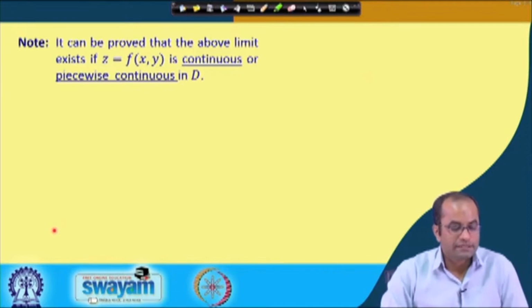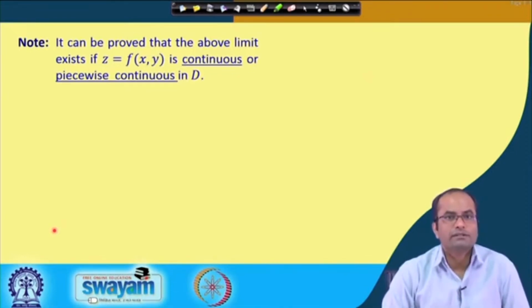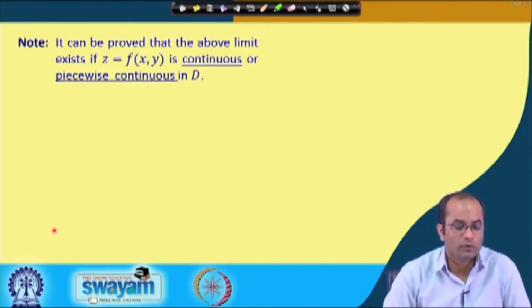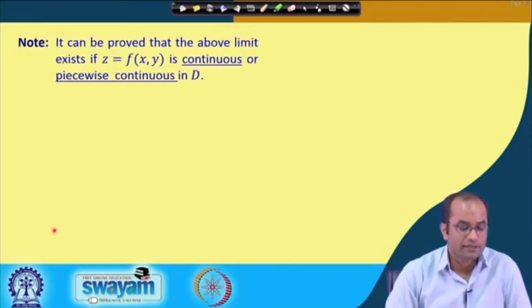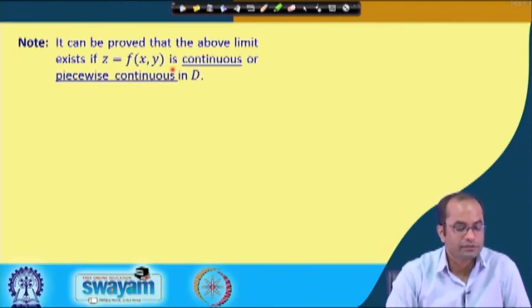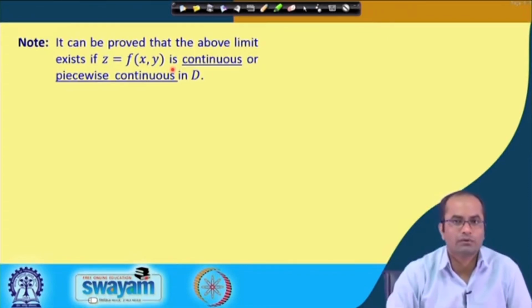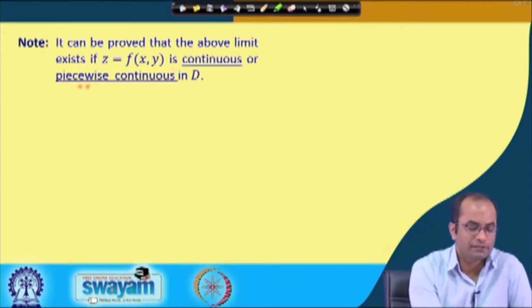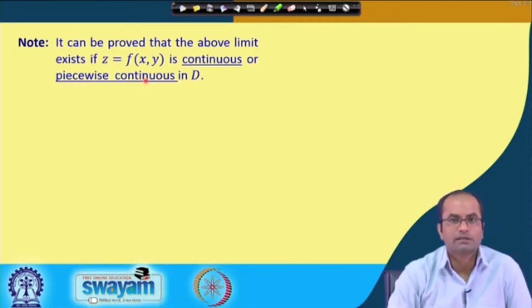So, it can easily be proved that this above limit exists, or this integral exists, if this function is continuous or piecewise continuous in D. So, we have this closed bounded domain, and if the function is piecewise continuous or continuous, this is sufficient for the existence of such integrals.